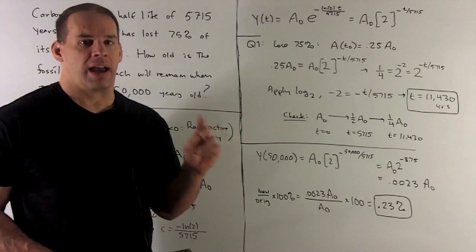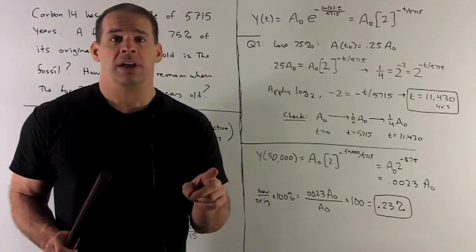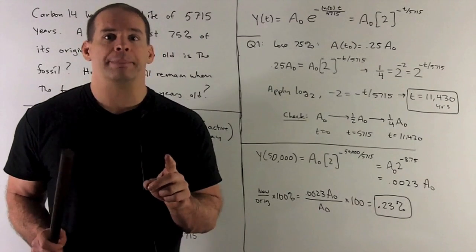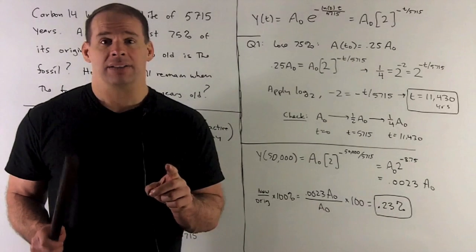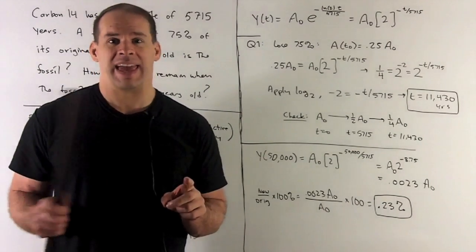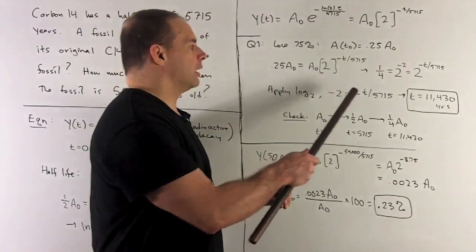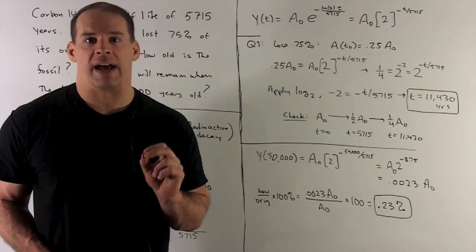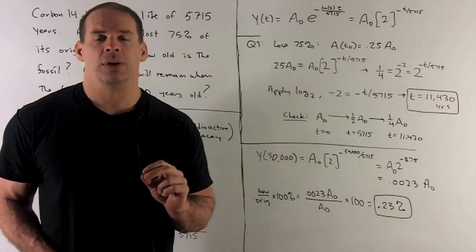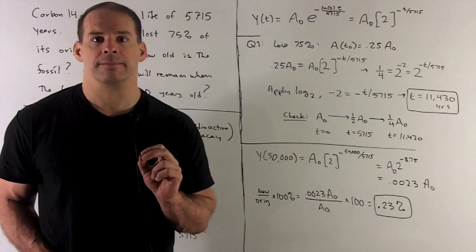And then you note I have an equation where two things are equal. They have the same base. That means the exponents have to be equal. Another way to think of that, you can apply log to the base 2 to both sides. Log base 2 of 2 to the anything cancels to leave us with anything. That leaves me with minus 2 equals minus t over 5,715. Clearing the denominator gives me t equal to 11,430 years. So that's how old the fossil is.